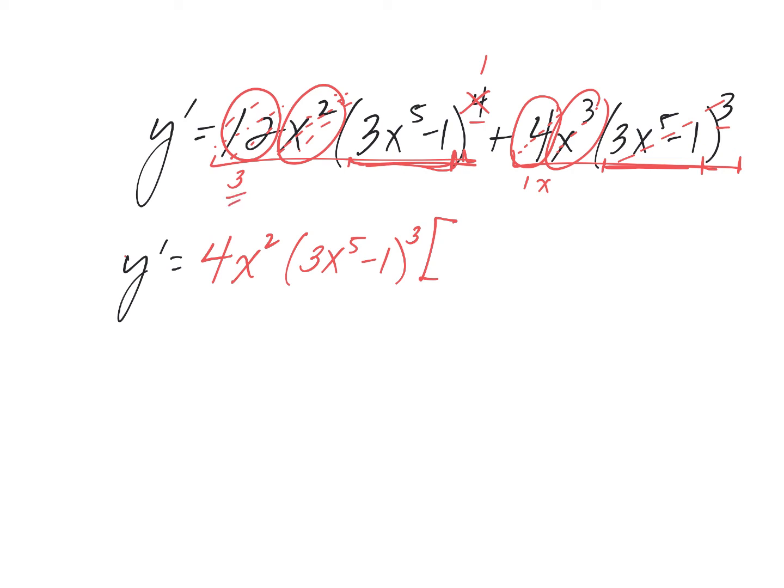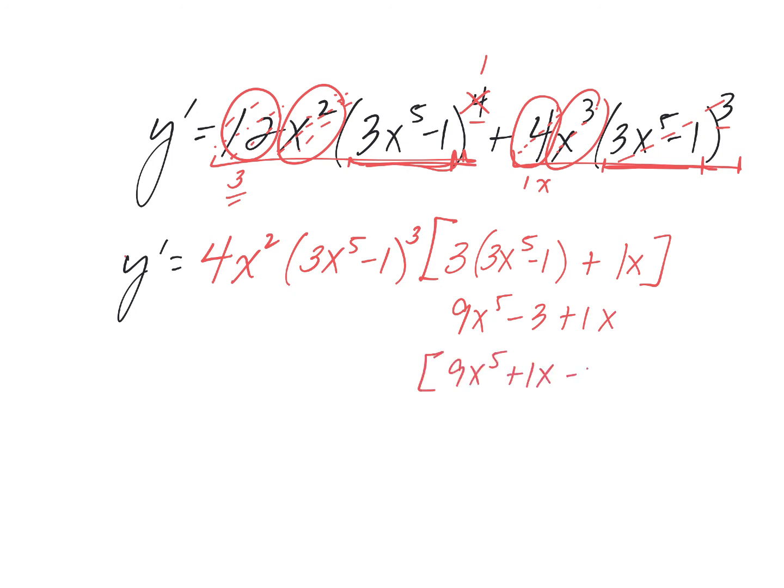In my first term, I have 3 times (3x to the fifth minus 1), done. Plus, all I have left in this term is 1x. And then my final step would just be to distribute. So I get 9x to the fifth minus 3 plus 1x. And I simplify that, so I'll just put it in standard form. My coefficients stay. And that's my final factored form.